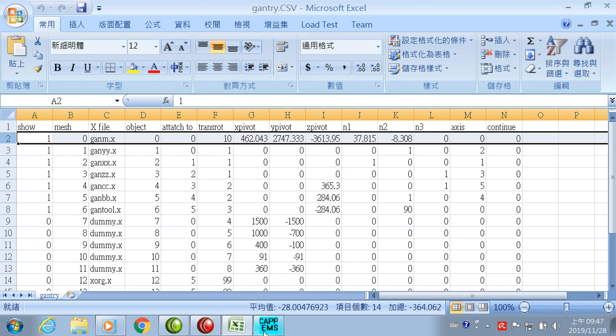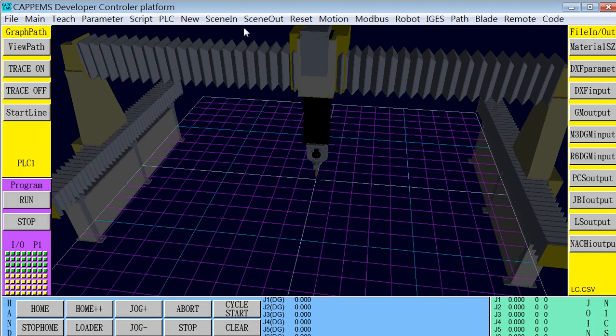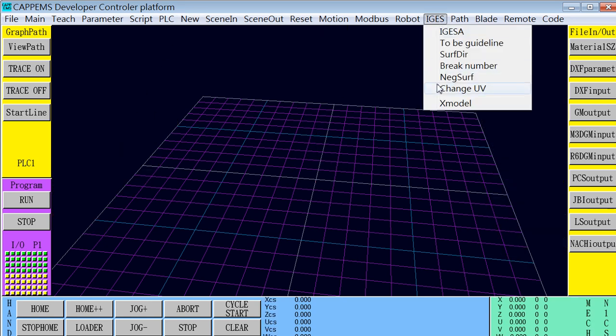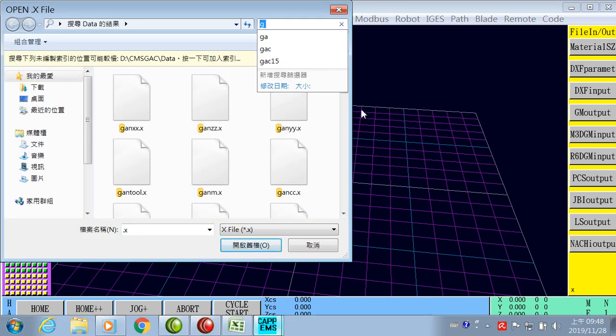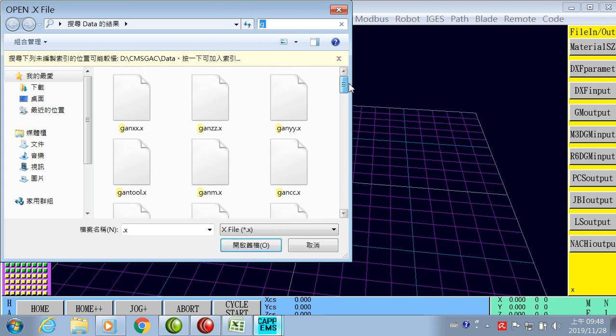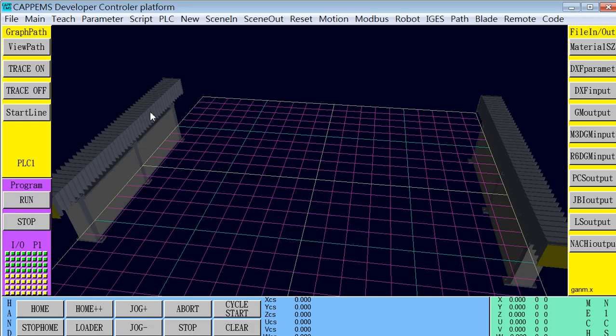So let's see the foundations as file. GANM. Let's use new to clear the screen and use as model function. GANM. Here, GANM.X, the foundation at both sides.